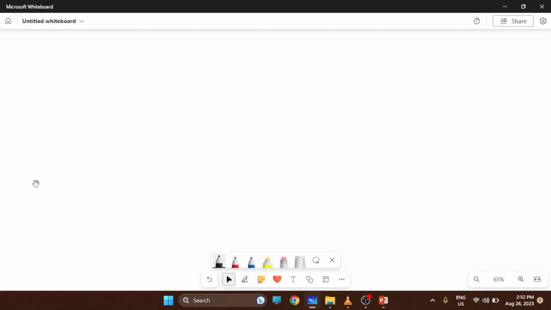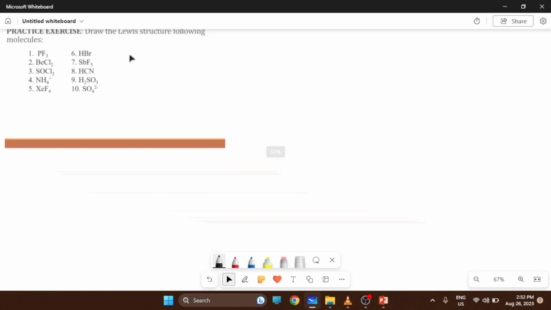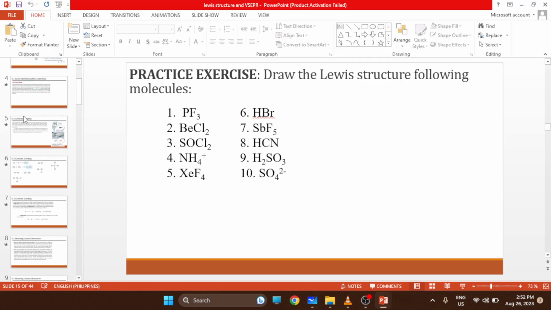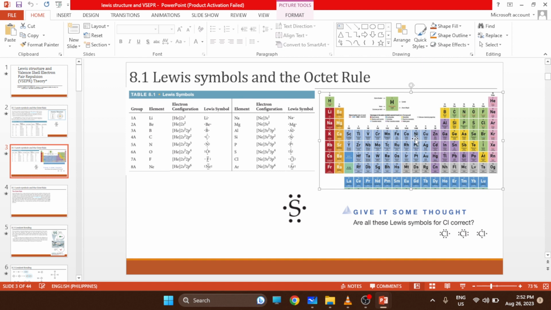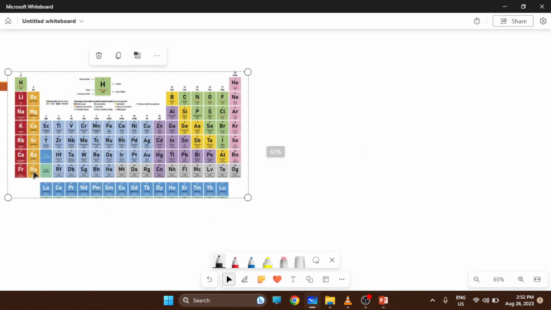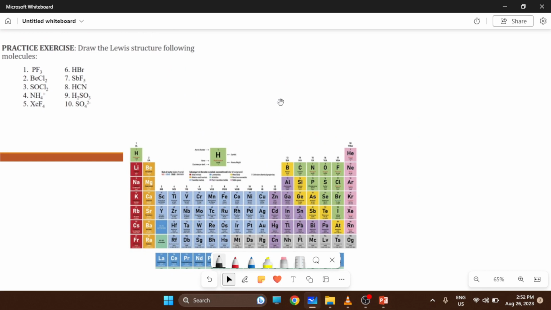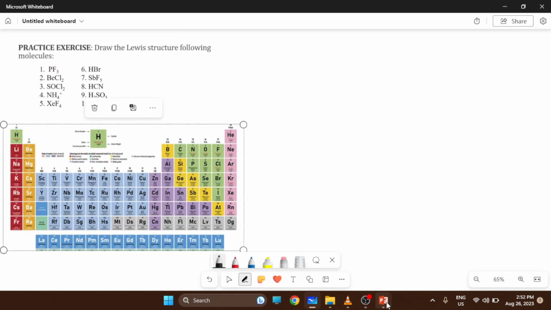Okay, so we're on slide 15. So that we have an idea of what group each element belongs to, let's also paste our periodic table so we know the group number of each atom. To start with, number 1 is phosphorus trifluoride. Actually, this is similar to the phosphorus trichloride in the problem in part 1. The central atom is P, and the terminal atoms are the F.